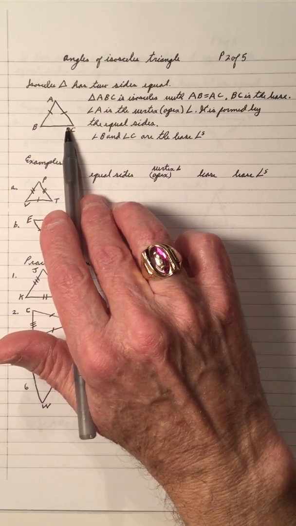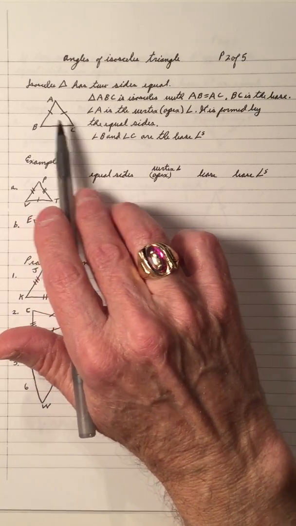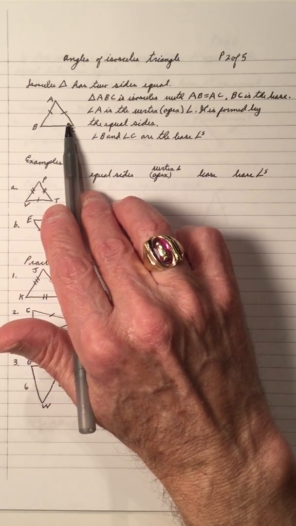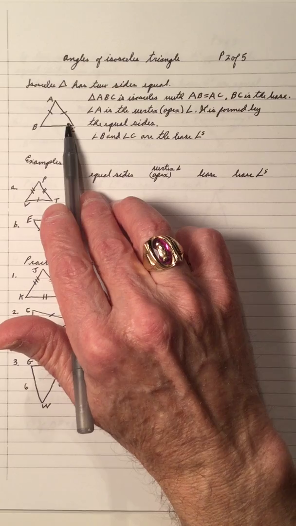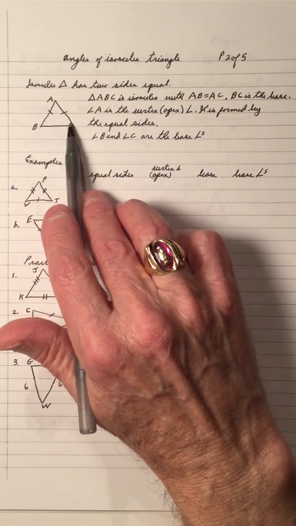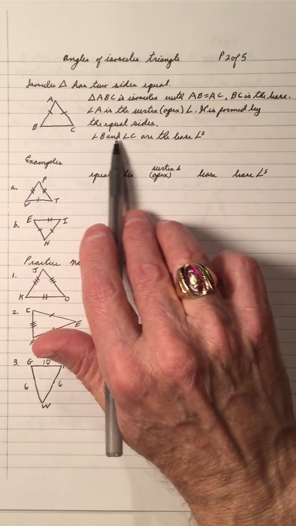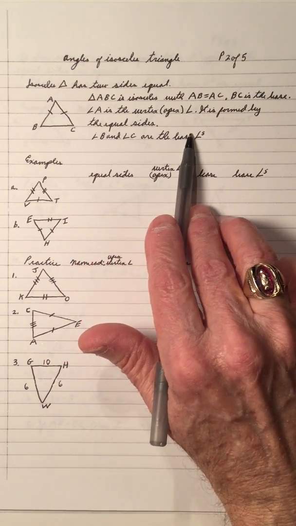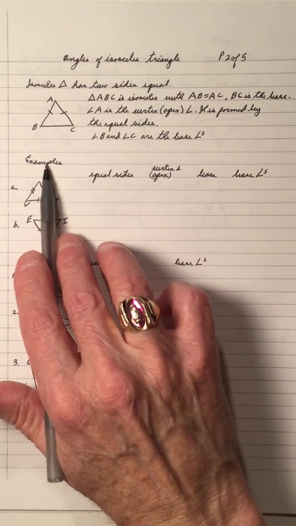BC is the base. And that means that if that's the base, angle B and angle C are the base angles. The base angles are opposite the equal sides. Angle B and angle C are the base angles. So here we go. Let's do some examples.